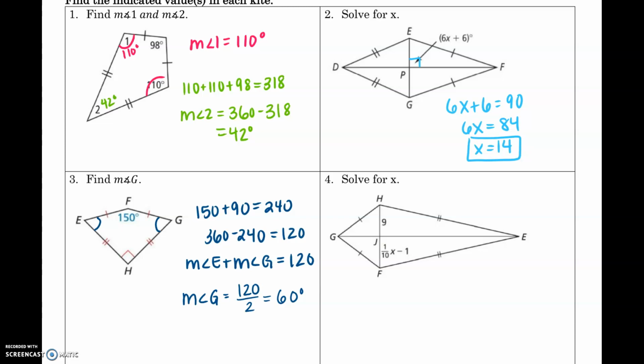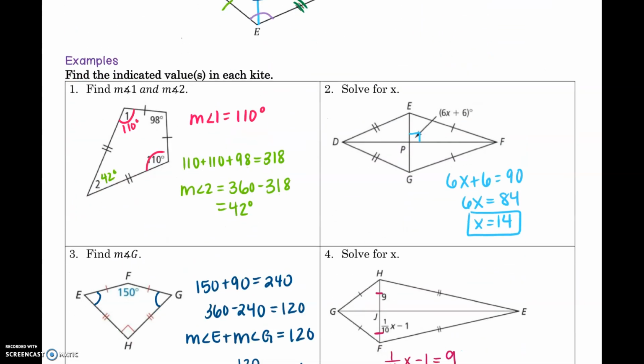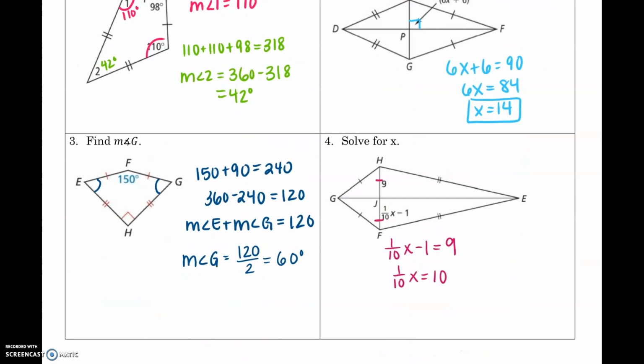For number 4, we know that the longer diagonal bisects the shorter diagonal. So in this case, HJ is congruent to JF. So I'm going to set 1/10 x minus 1 equal to 9. I'm going to add 1 to both sides. We get 1/10 x equals 10. Now I have to multiply by 10 on both sides. So I have x equals 100.